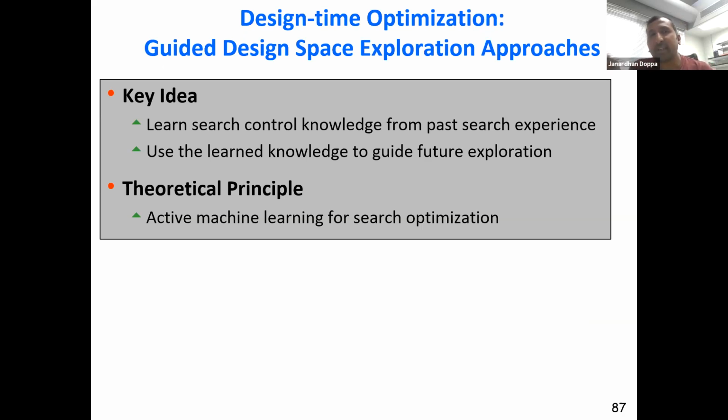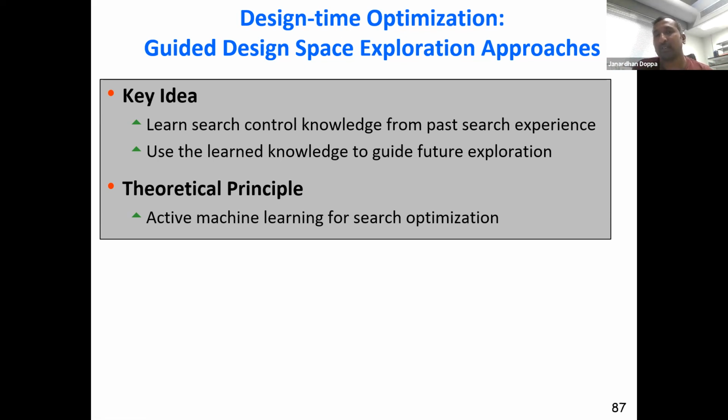So the key idea, as you might have already figured out, is that you want to learn some kind of knowledge from the past search experience, so that you don't search in unpromising regions of the design space, right? And in terms of the use of machine learning, we can think about this as the theoretical principle of how to use active machine learning for optimizing search, right? So think about it: you have a large search space, and as you do more and more design space exploration, you're trying to prune down the design space into small, more promising designs, right?